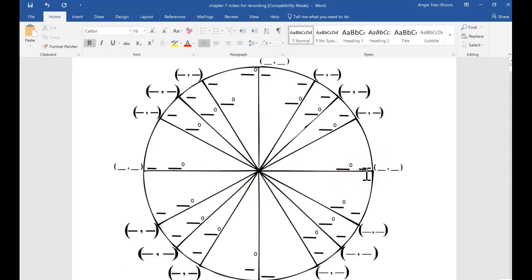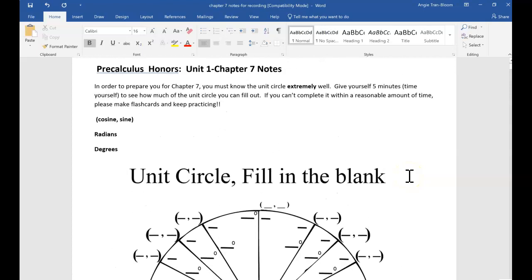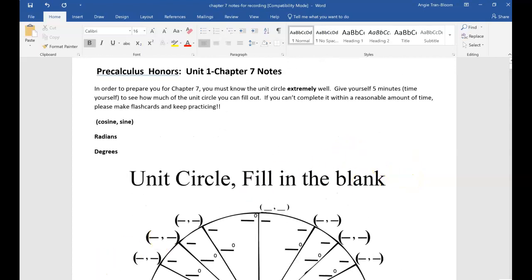If I said, okay, what's tangent of 11 pi over 6? Or what's cosine of 7 pi over 4, or what's sine of 2 pi over 3? Those should be known immediately for us to be successful in this unit.